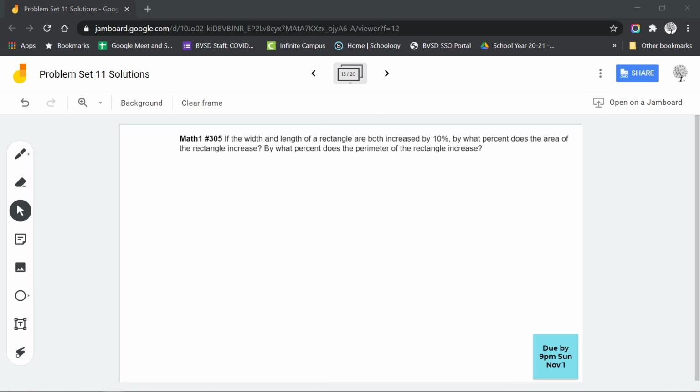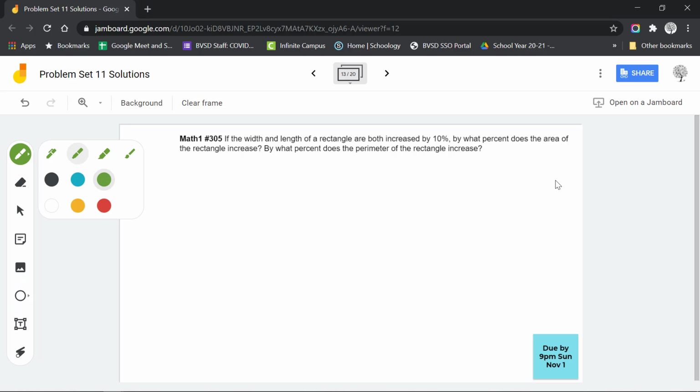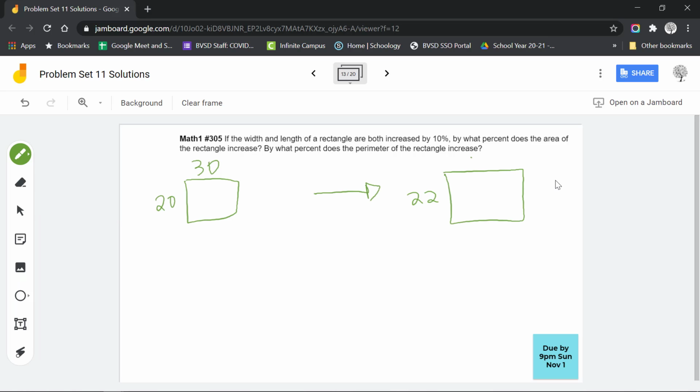This problem, a lot of students did sort of by example, by choosing a length and a width, and I thought that was a great strategy. So if we start with a rectangle that's 20 by 30, then if we increase both dimensions by 10%, of course 10% of 20 is 2, so then we've got 22 and 33. So let's just look at the area and the perimeter of both of these. Here, this is easy to see. The perimeter is a 10% increase.